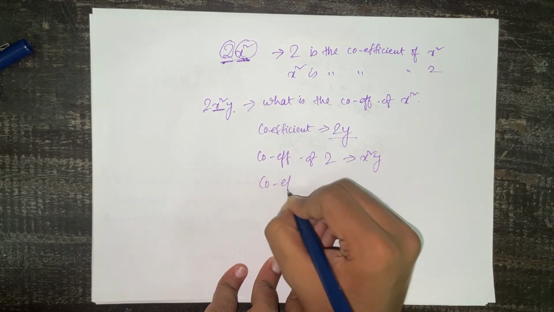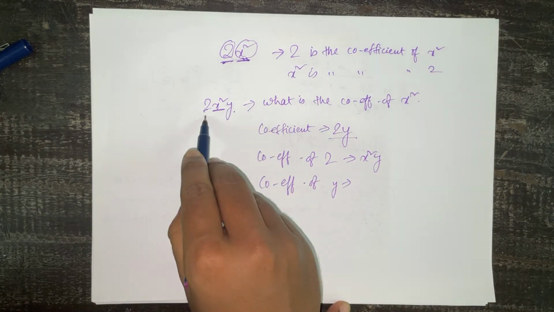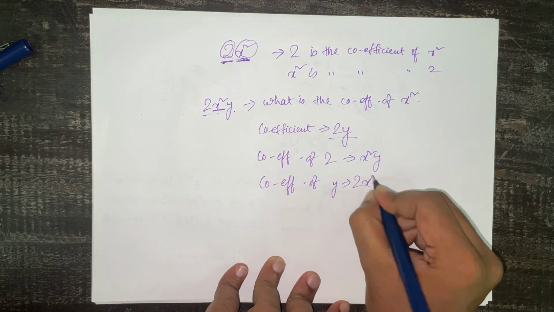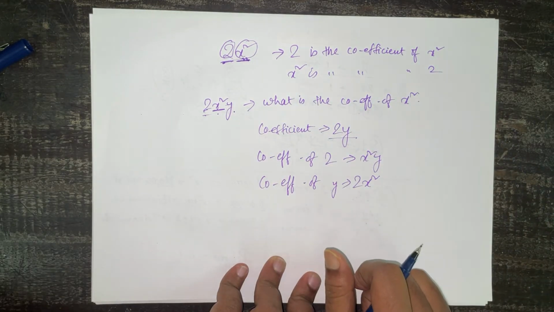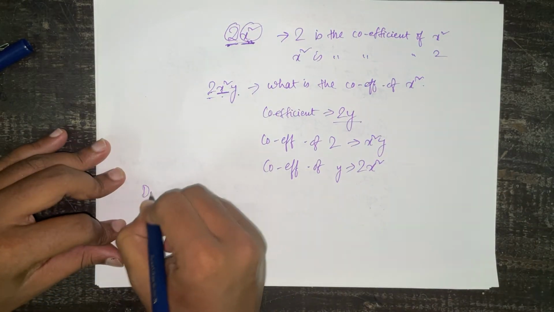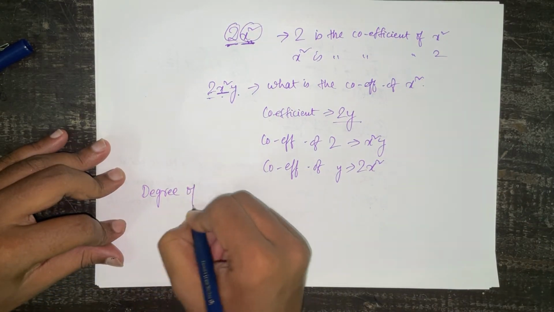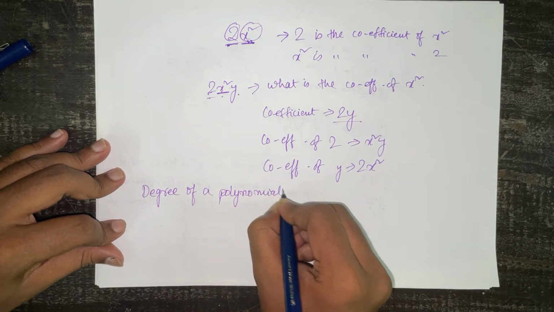In the same way, what will be the coefficient of y? Remove y and see what is left. It's 2x square. So 2x square is the coefficient of y. I hope the coefficients idea is clear to you. Okay, now we will move into another concept which is called the degree of a polynomial. Now what is a degree?